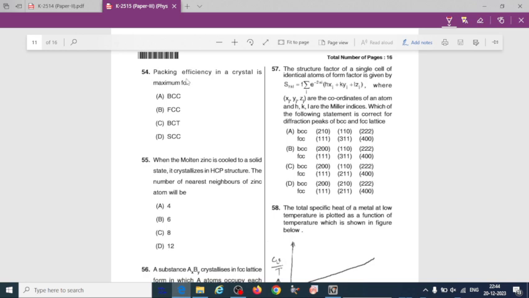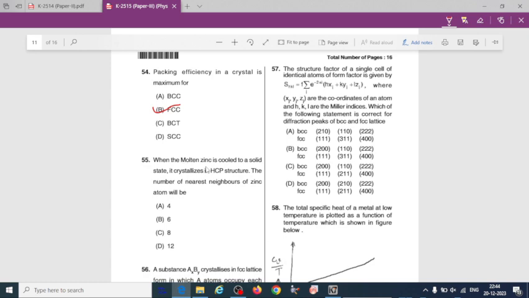Packing efficiency in a crystal is maximum for BCC, FCC, BCT or SCC? The correct option is FCC, because the maximum number of atoms are present in a face centered cubic crystal. That's why packing efficiency is maximum.